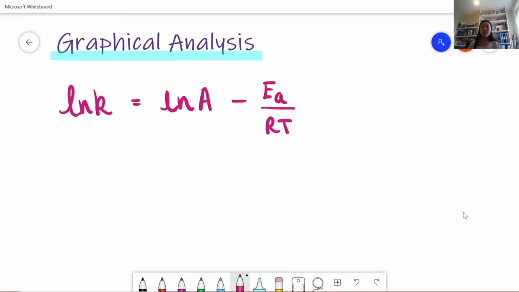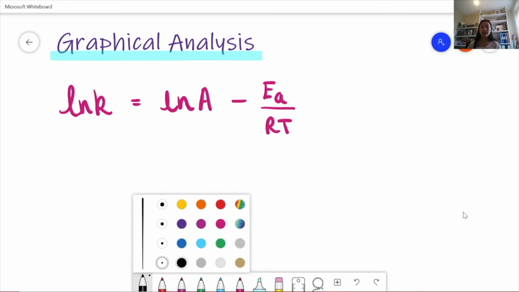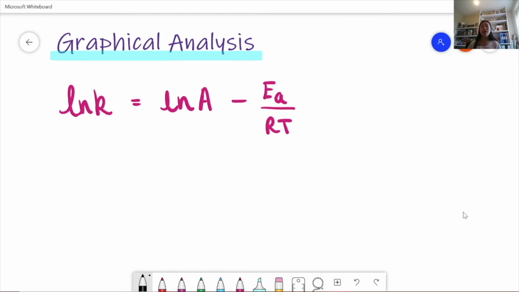Now we're going to look at some graphical analysis. So we have this equation here. If you don't know how I got this equation, then go back to the video where I worked out the activation energy required from Arrhenius's equation. And so we can plot a straight line graph from this equation, because we know that straight line graphs have the general form y equals mx plus c. So we can make this into the form y equals mx plus c, so we have y, and we can make ln A equal to c, and then we have mx.